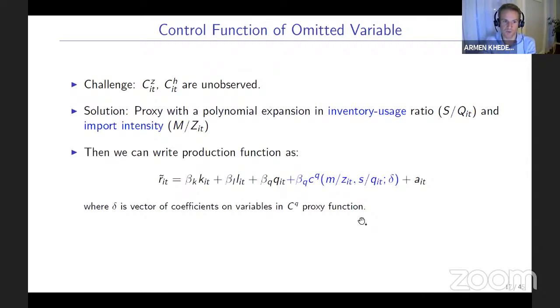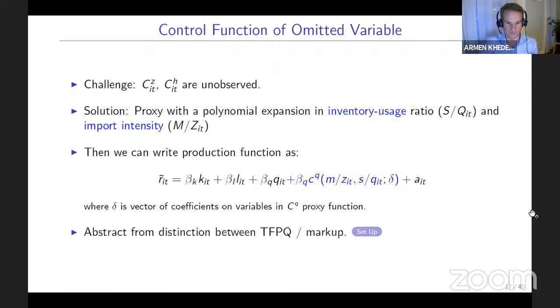So what we can do is write down the same production function and proxy for the unobserved costs by using a polynomial expansion of these two variables. What's going to happen is that we'll have these additional parameters, delta, which we will need to identify. And I will be more specific about this. And as you've noticed throughout my talk, I've been abstracting from the distinction between physical efficiency and markups.